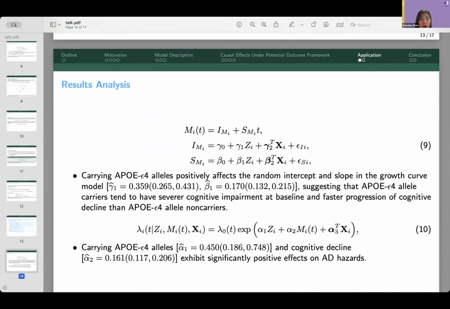After applying the model to the ADNI dataset, we have such observations. First, for the latent growth curve model, we can say the coefficients of Z, namely the treatments, are both significantly positive, which means that APOE ε4 carriers tend to have severe cognitive impairment at baseline and faster progression of cognitive decline.